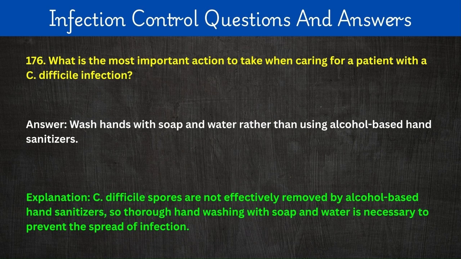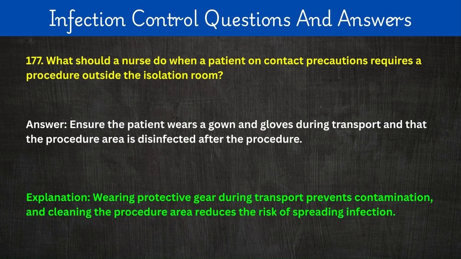176. What is the most important action to take when caring for a patient with a C. difficile infection? Answer: wash hands with soap and water rather than using alcohol-based hand sanitizers. Explanation: C. difficile spores are not effectively removed by alcohol-based hand sanitizers, so thorough hand washing with soap and water is necessary to prevent the spread of infection.